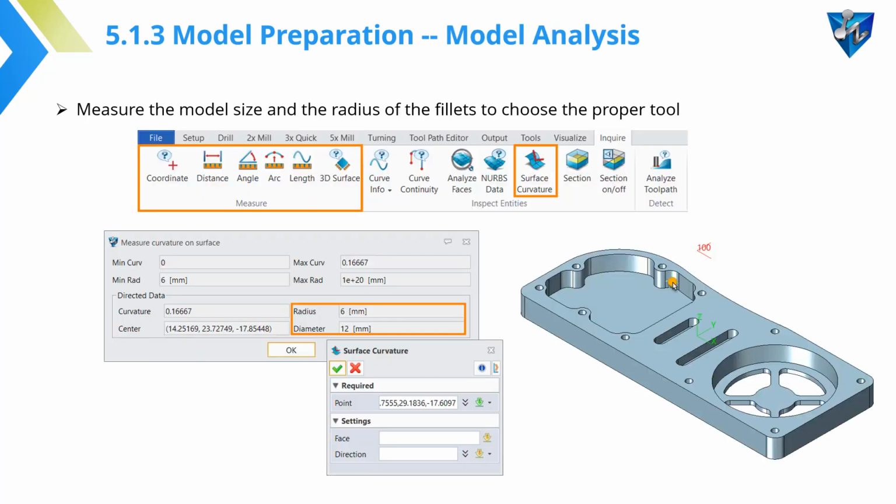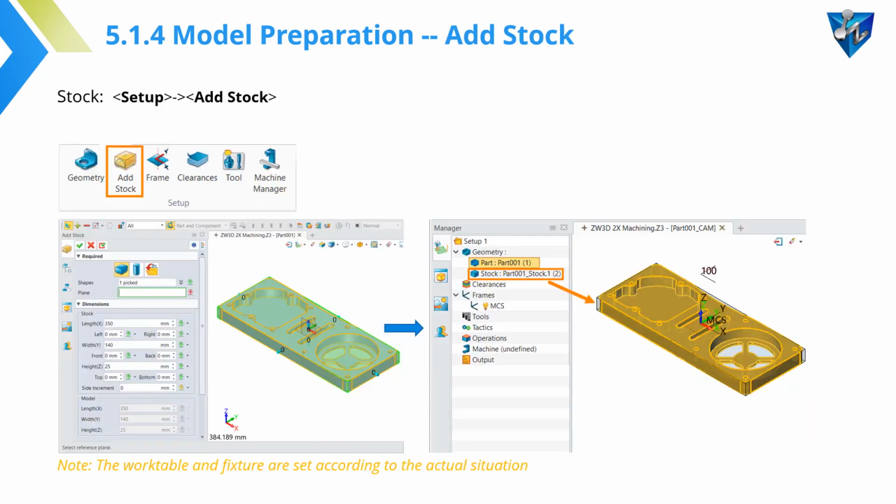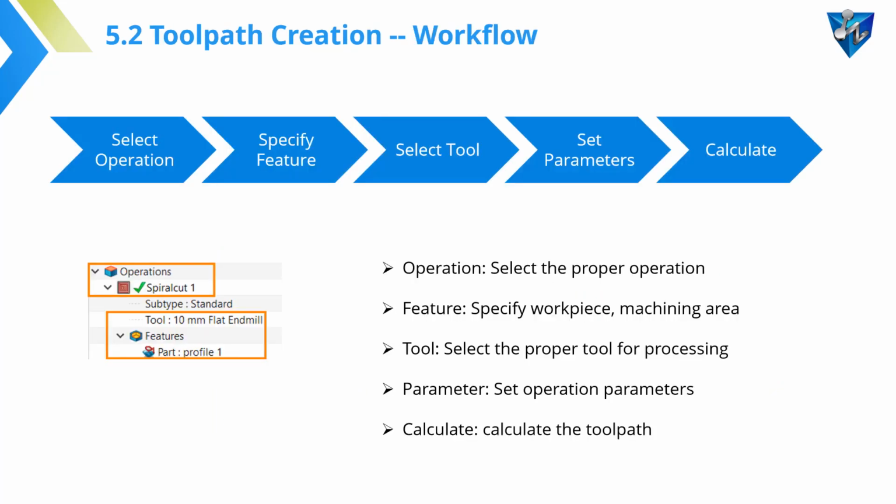And then we need to analyze the models. We need to measure the model size or the radius of the fillets to choose the proper tool. And then we can add stock. And if necessary, we can add the work table and fixture also. And then the second step is to create the toolpath.